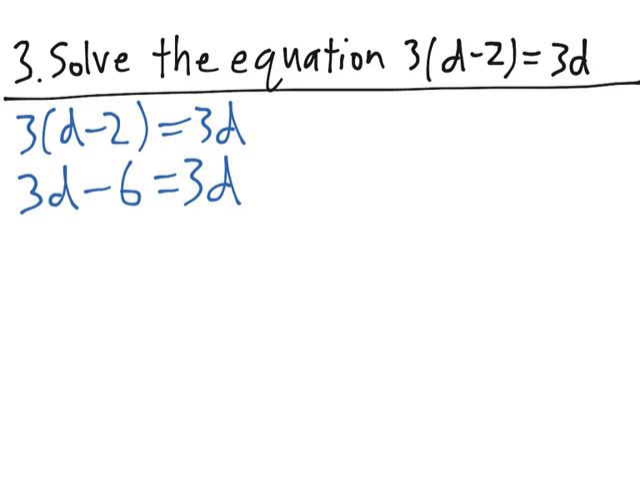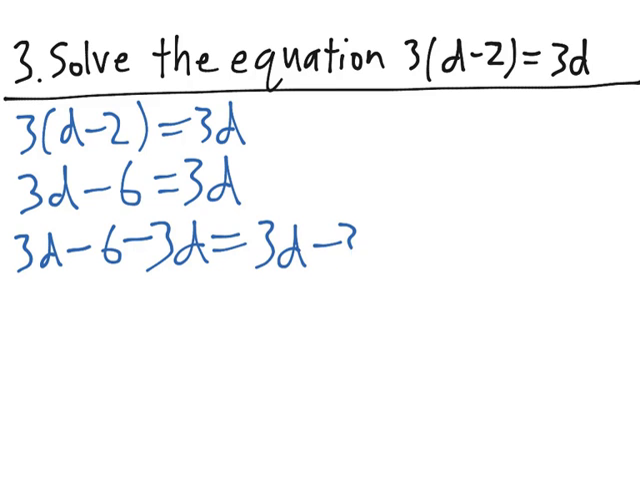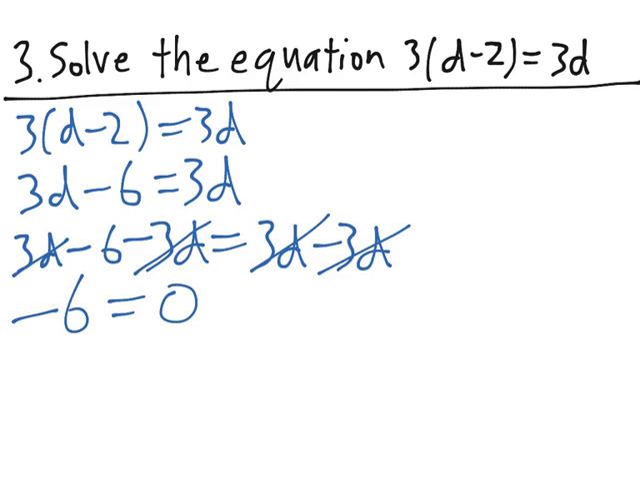Now notice how there's 3d on both sides of the equation. So if we subtract 3d from both sides, we get 3d minus 6 minus 3d equals 3d minus 3d. Now the 3d's on the left side cancel, and they also cancel on the right side. So this simplifies to minus 6 is equal to 0. Now this is just false, which means that the solution to the original equation cannot exist. So no solution.